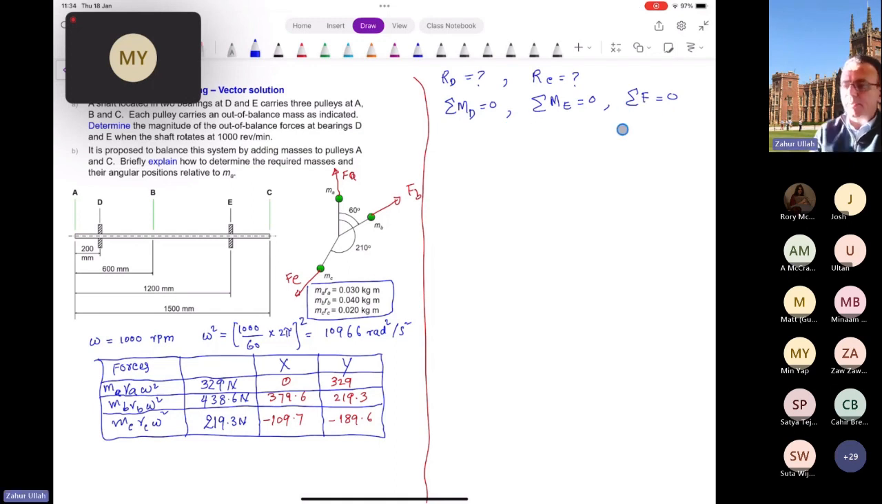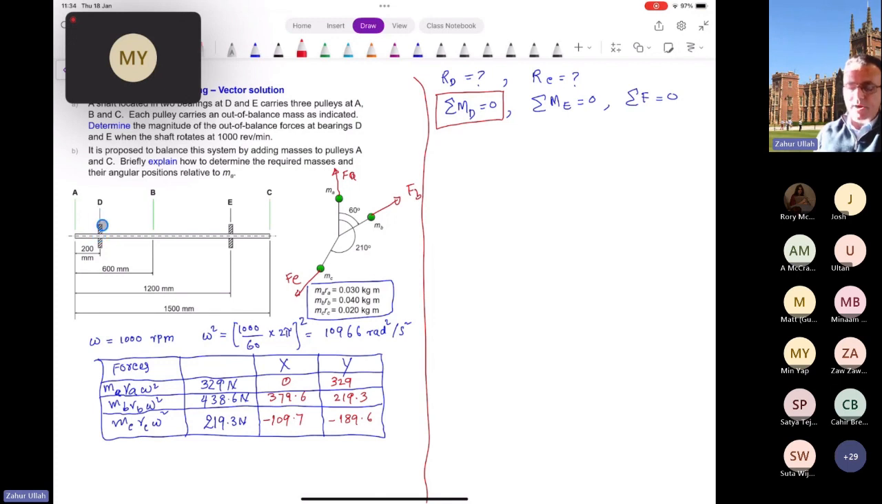So now, for example, if we want to calculate the reaction force at E, then we will take moments at D. So let's use the first condition here. These are the forces, but we now need to calculate the moments. So first, as we said earlier, you need to calculate all these moments.